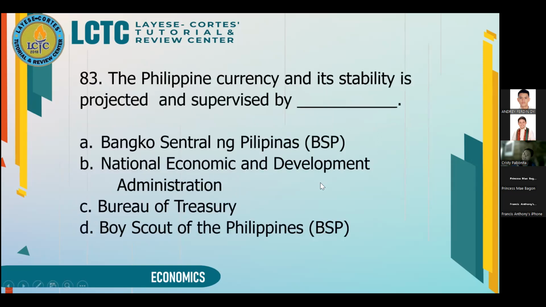Next, number 83. I forgot what number we are on. Okay, 83. The Philippine currency and its stability is projected and supervised by blank. B. B, ma'am. Bangko Sentral ng Pilipinas. Yes, BSP, not Boy Scout of the Philippines. So Bangko Sentral ng Pilipinas, the BSP, is the one that projects and supervises our currency, the Philippine peso. Okay.